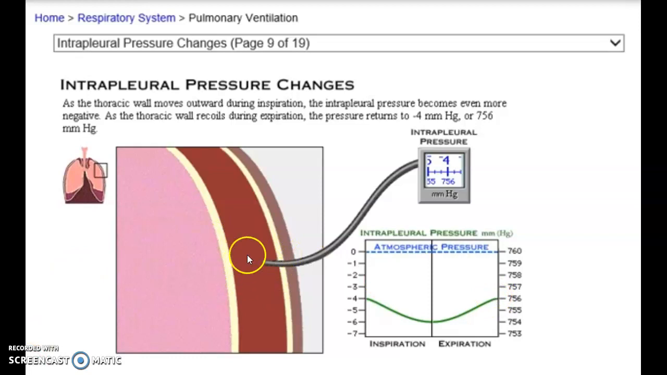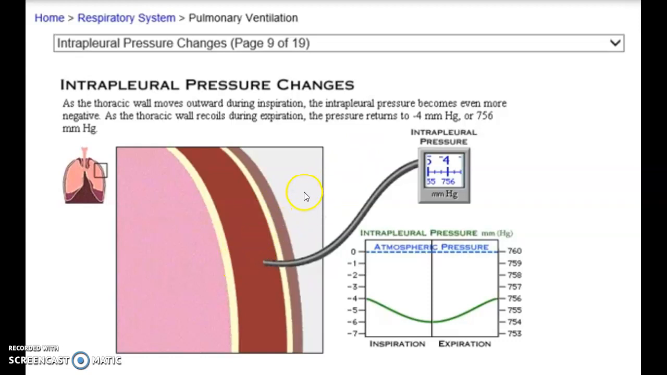Now, since this is always a negative pressure compared to what's outside, and it's always more negative compared to what's inside, that's a negative pressure. What if something penetrated this area here, and it's a negative pressure compared to outside? What if it did? What if we didn't even touch the lungs? What if we just penetrated this area right here? Then let me ask you, would air come in or would air go out?